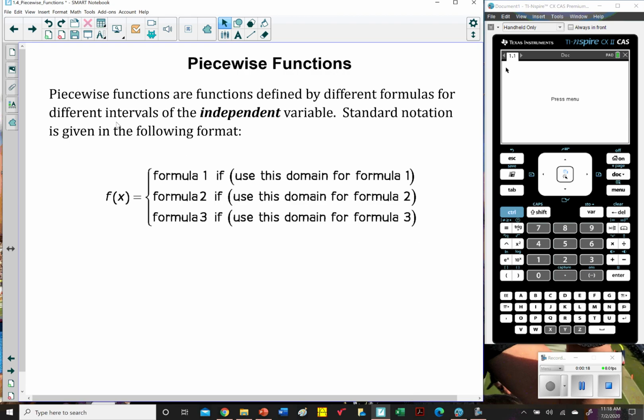So a piecewise function, we said in the last lesson, would cause jumps in our graph, where one function jumps to another function. This is the standard notation for writing piecewise functions. We're going to have an equation here, and then we're going to have this subdomain. This part is called the subdomain of a piecewise function. And you can have 2 or 3 or more equations with supporting subdomains.